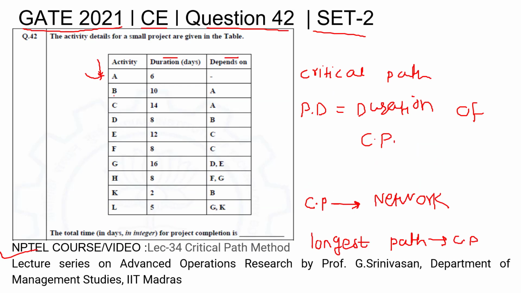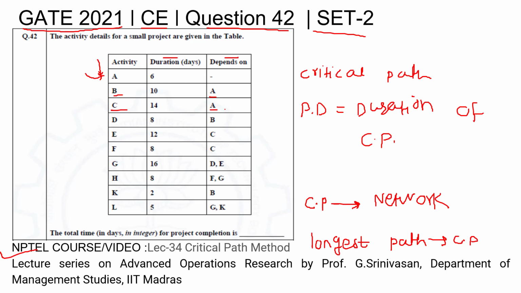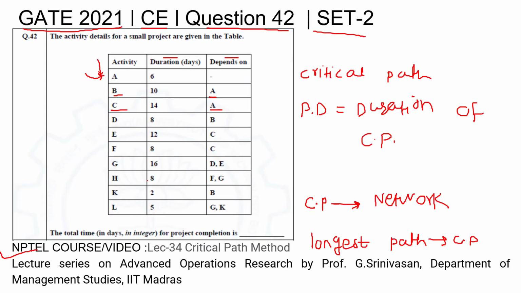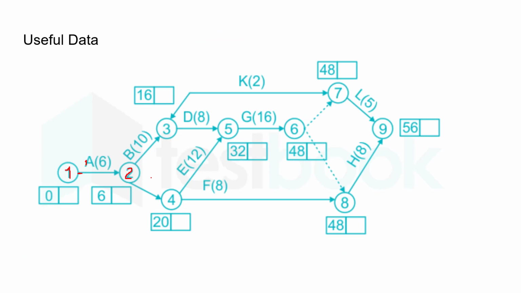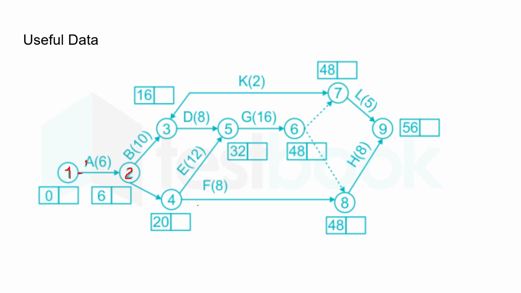After that you have to look for activity B. It depends on A and nothing else, so it will be a straight arrow depending only on one activity, that is activity A. After that, activity C also depends on activity A. So this is the C activity, which depends on A. Duration is 14 days, right? So after that, if we keep on drawing all these activities and nodes following this relationship, we will get this beautiful network. In this network you have to find out what is the longest path.